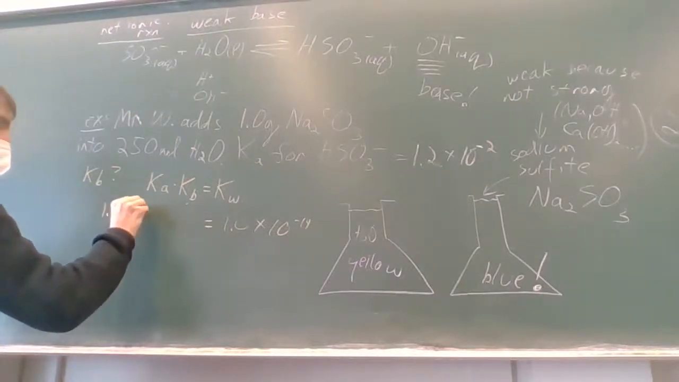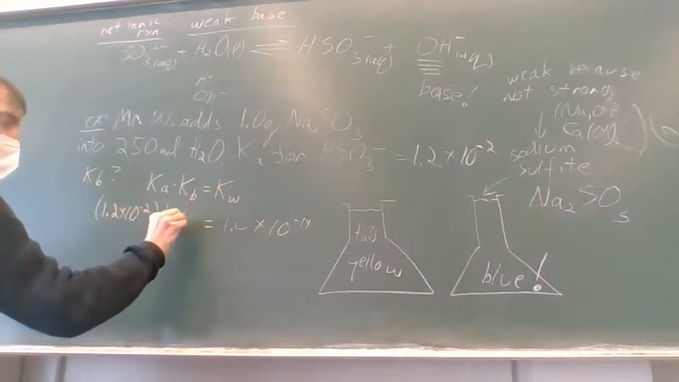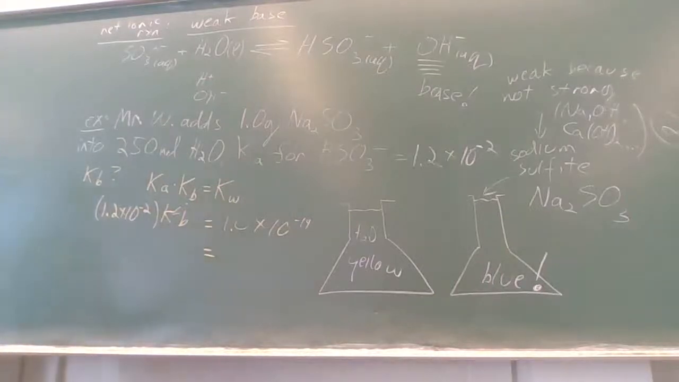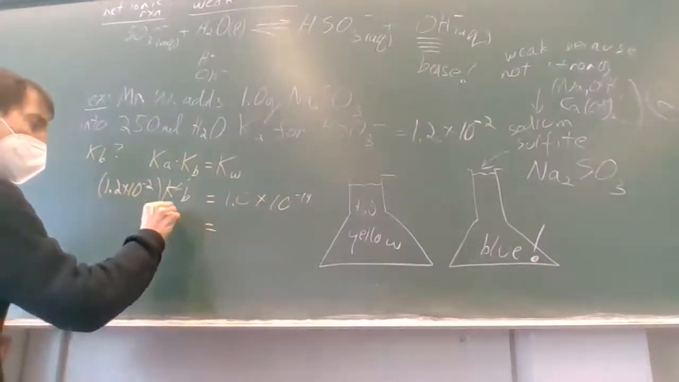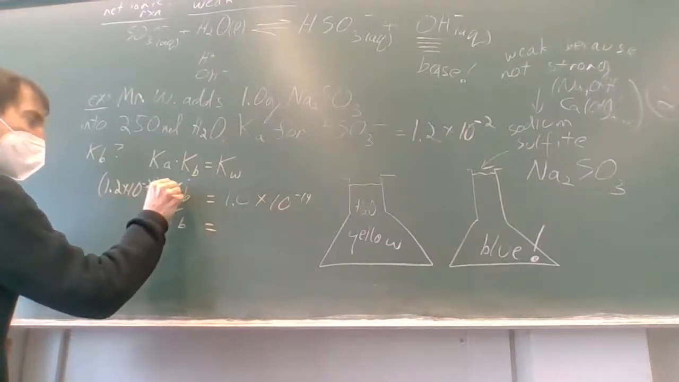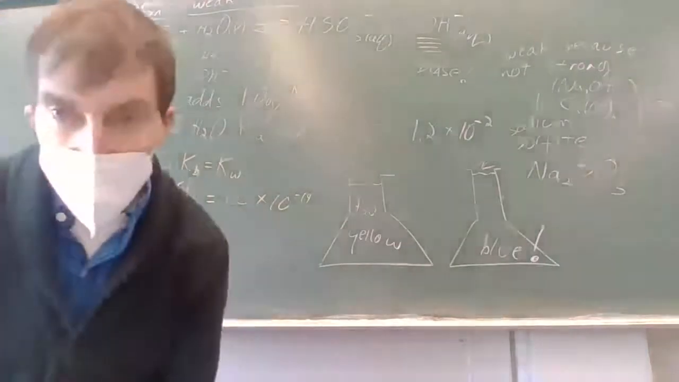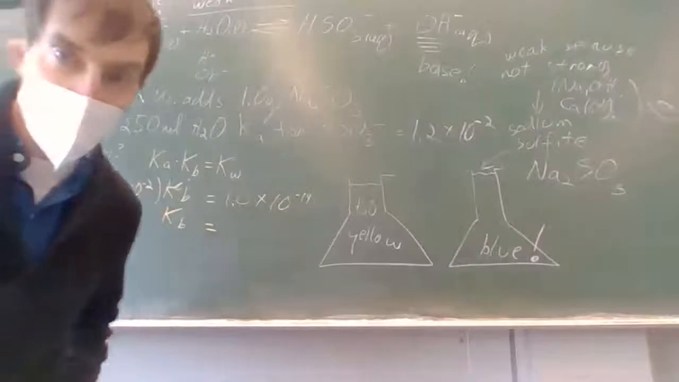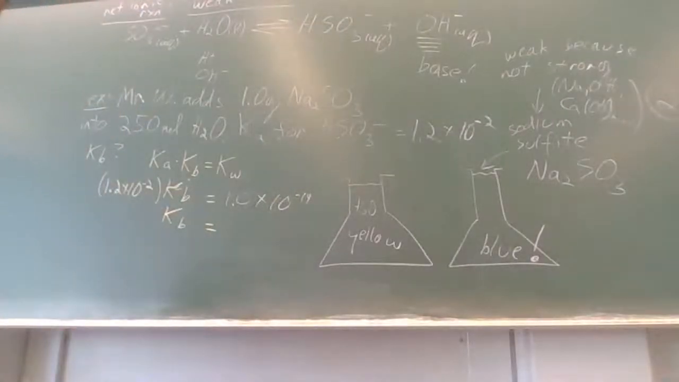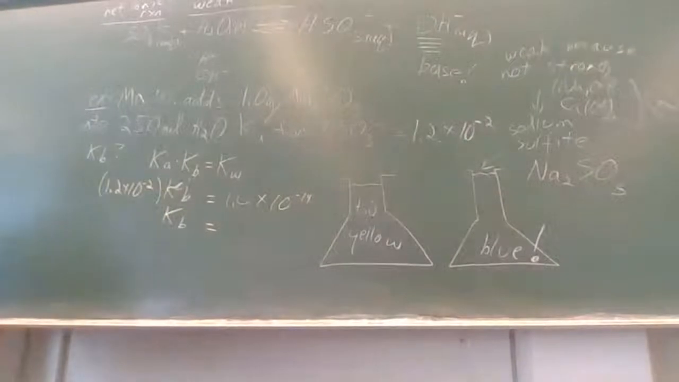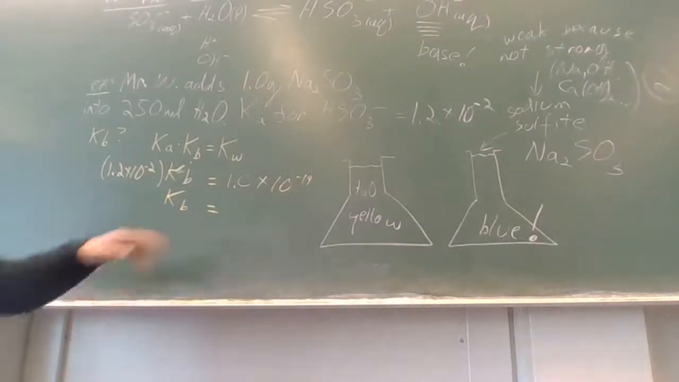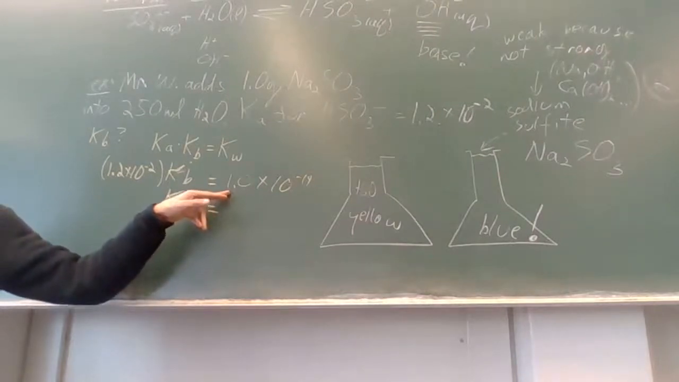1.2 times 10 to the negative 2 times the Kb equals the Kw. And everybody at home and here in the classroom, grab out a calculator, please. And let's punch that out and agree on the Kb. Try to get the Kb from the Ka. The Kw is always just a constant. So that number you really want to memorize, Aiden, because it's the same every time.